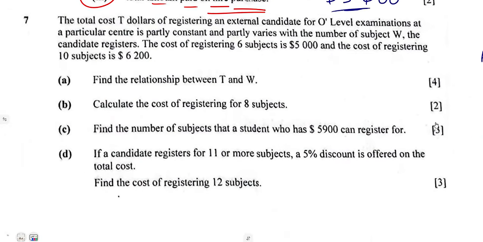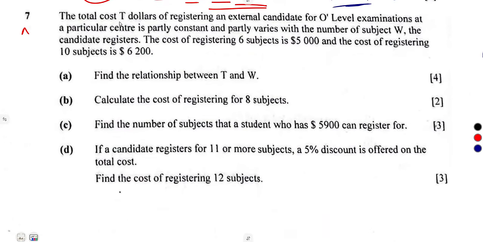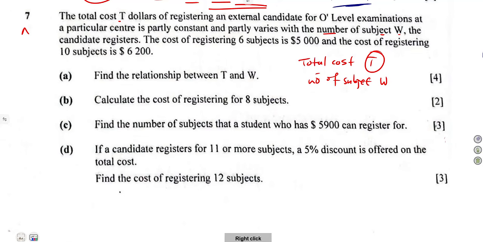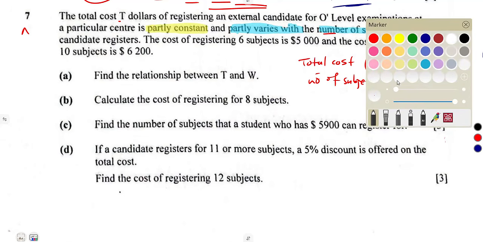All right, let us see what is given on number 7. The total cost, T dollars. So total cost is represented by T. Then the number of subjects, W. So number of subjects is represented by W. This is part of your variation. Partial variation. They are referring to something partly constant and partly varying with the number of subjects, W.